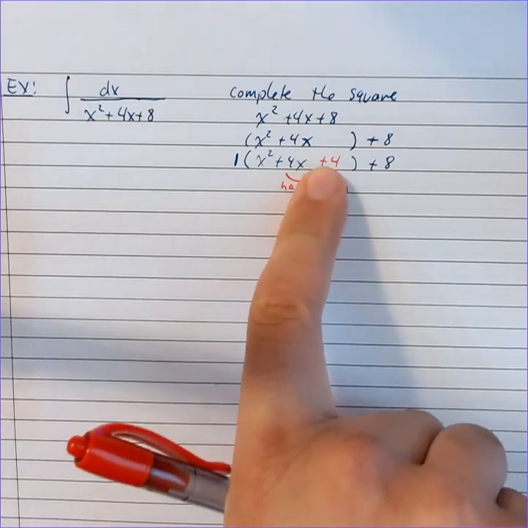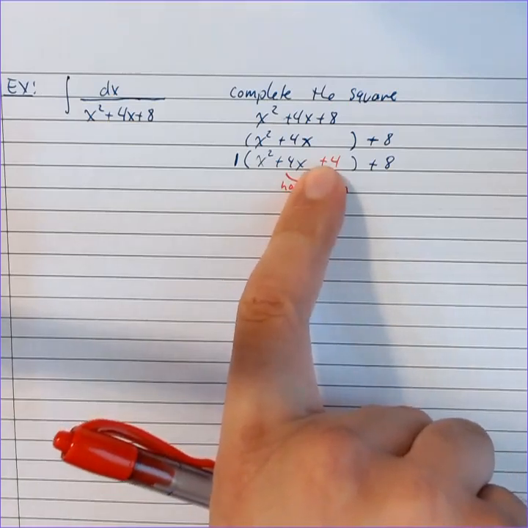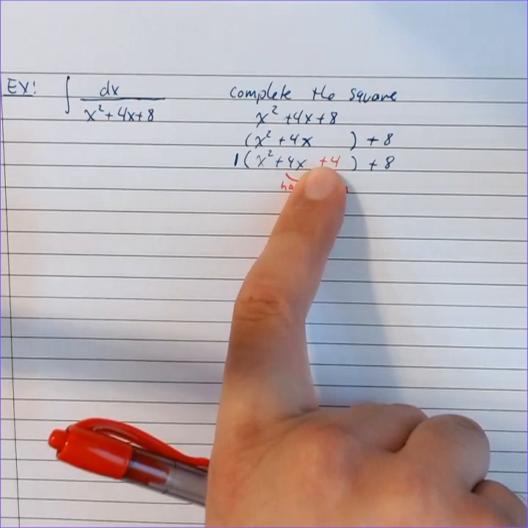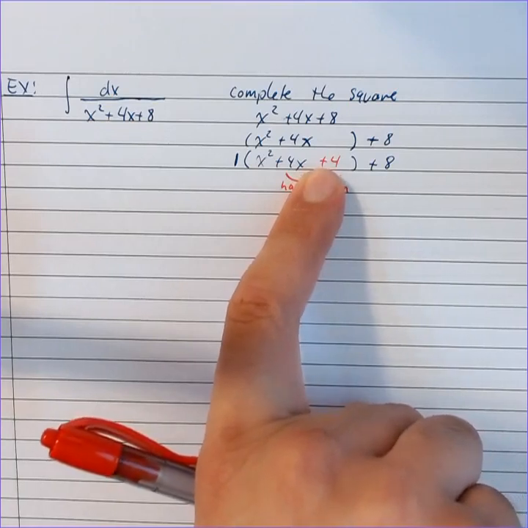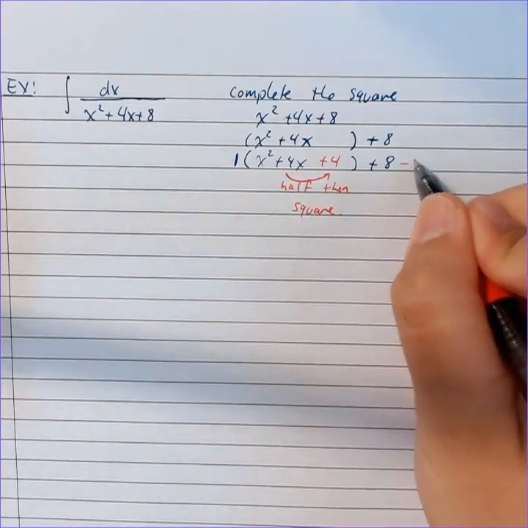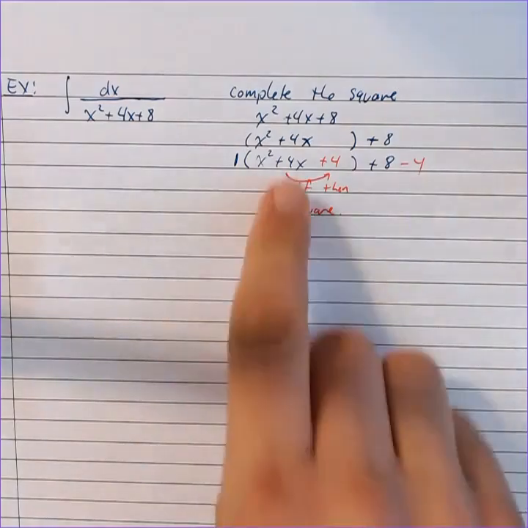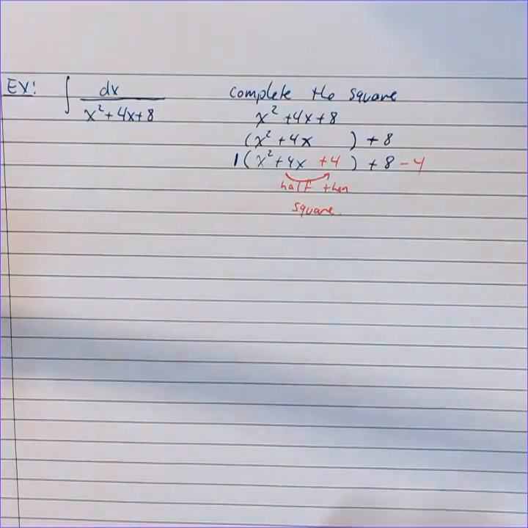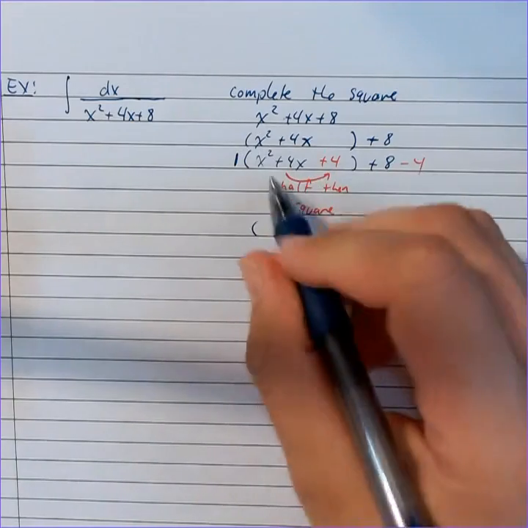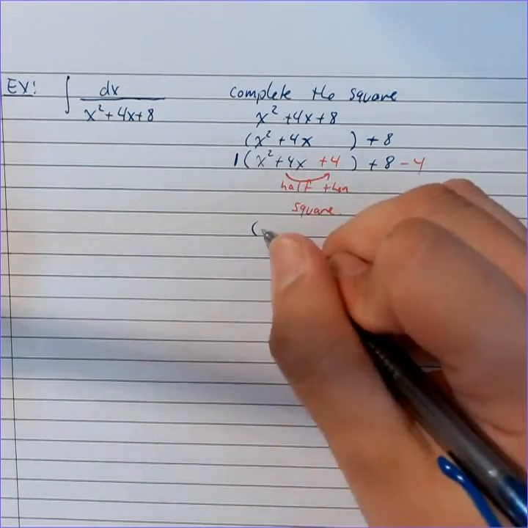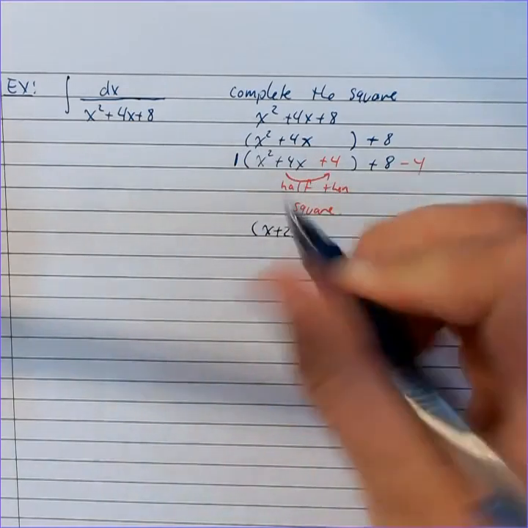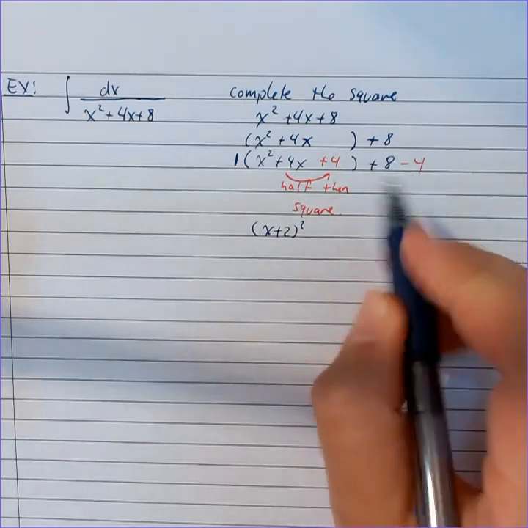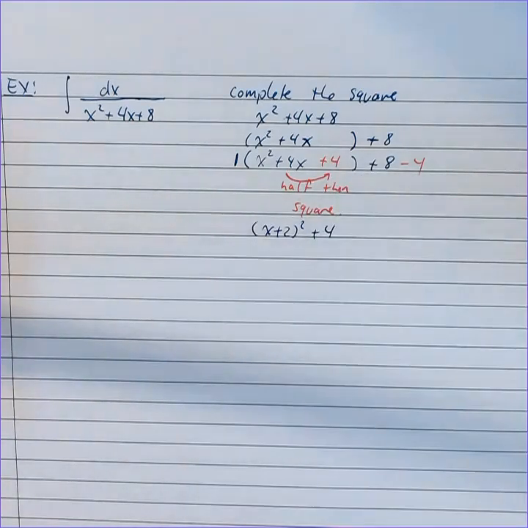But we just added a 4. Well, that changes the problem. That's not the same problem we had before. Okay, so let's balance that out by subtracting 4. Notice that this expression is now a perfect square. You can write this as x plus 2 quantity squared. You're factoring it. 8 minus 4 is just a positive 4.